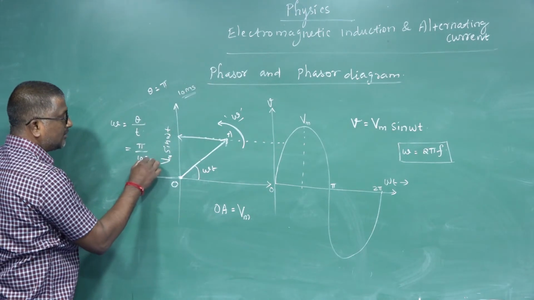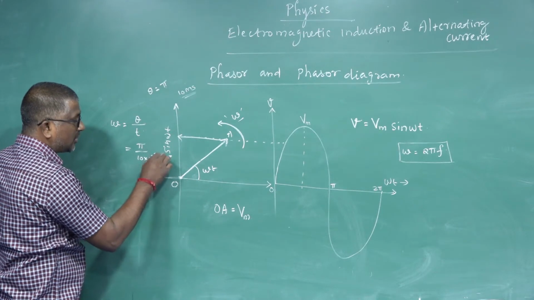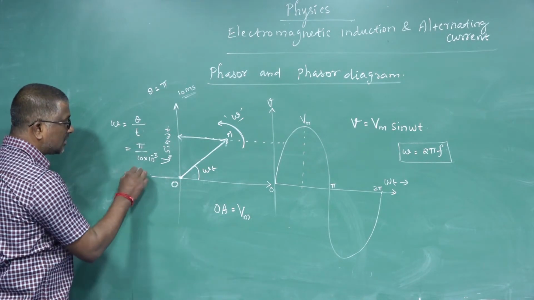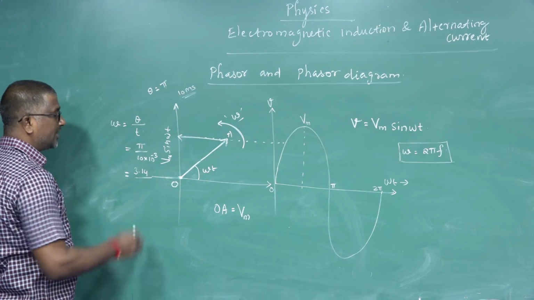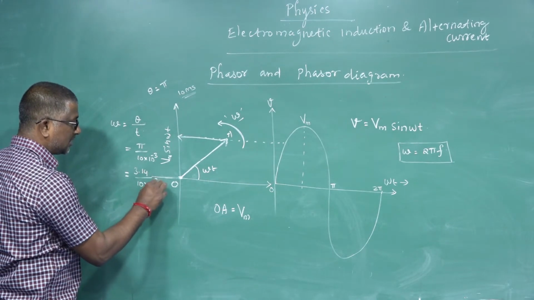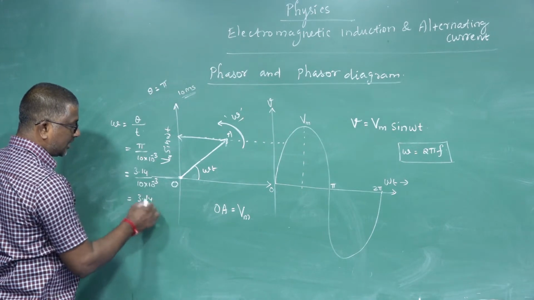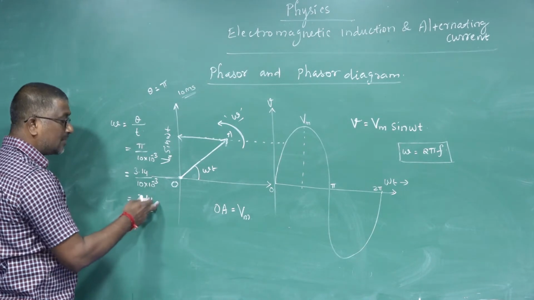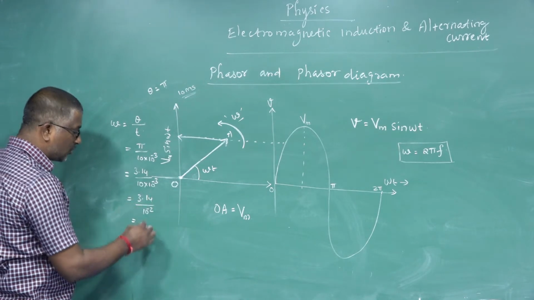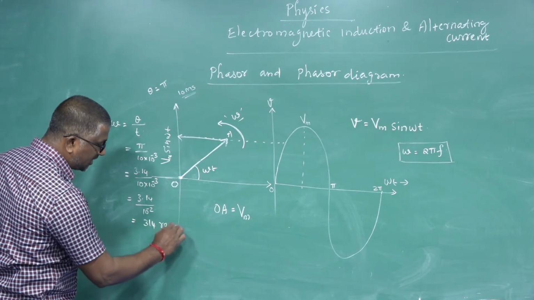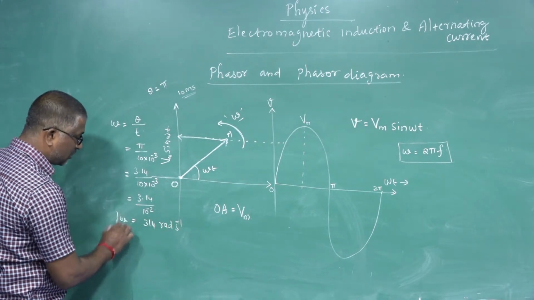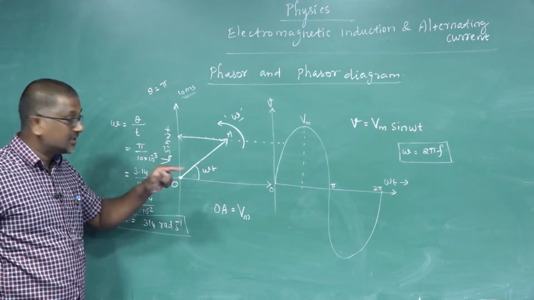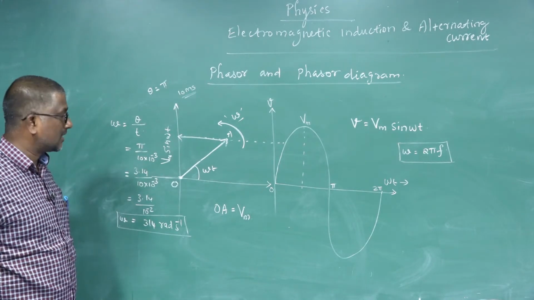10 milliseconds means 10 into 10 power minus 3 second. We know pi is 180 degree or 3.14 radian. So 3.14 divided by 10 into 10 power minus 3, or 3.14 divided by 10 power minus 2. Moving 10 power minus 2 to the numerator, it becomes 10 power plus 2, which is 100. 100 into 3.14 is 314 radian per second. This is the angular velocity of the rotating phasor.